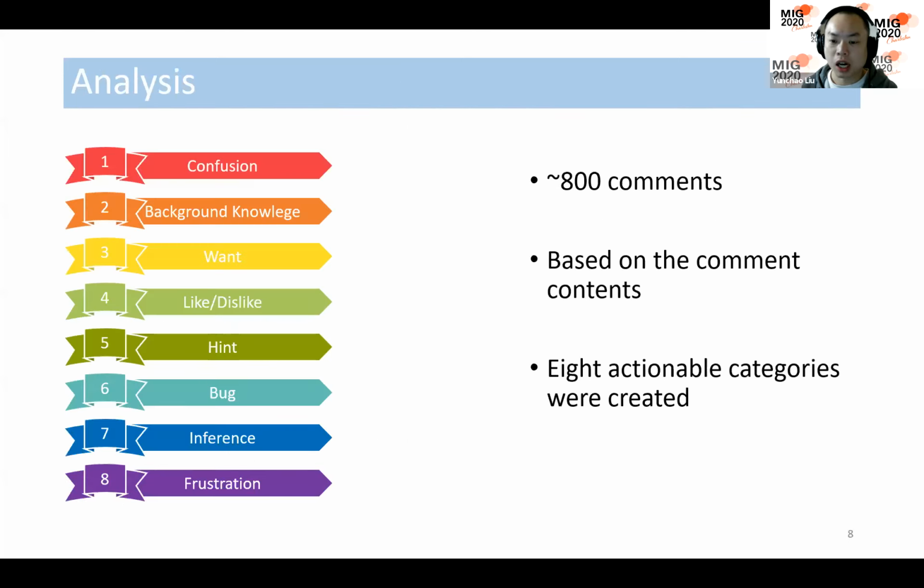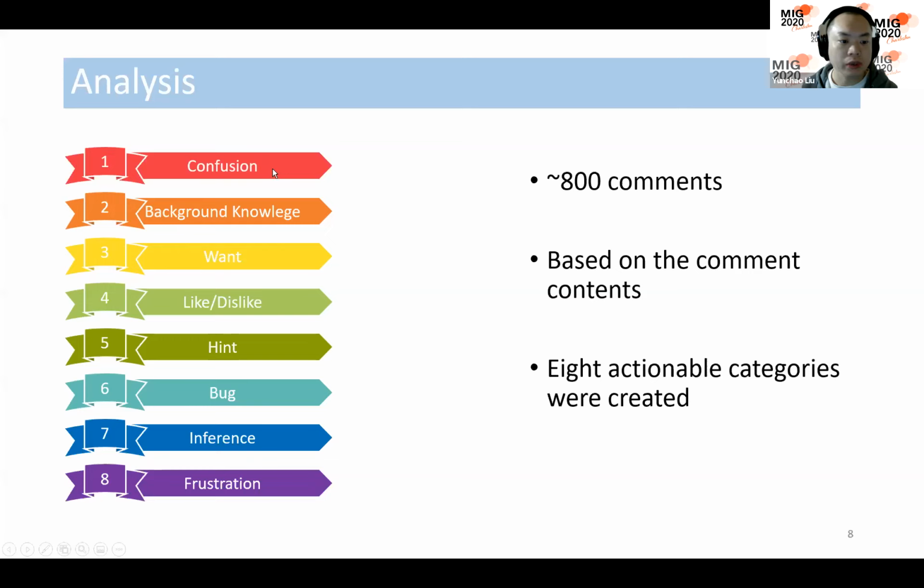Among all the comments we received from the players, we filter out the filler words and the readings from the screens. This reduced our comments to around 800. Based on the comment contents, we then group them into 8 actionable categories. By actionable, we mean these categories can inspire some new game design. So let's look at these categories here.